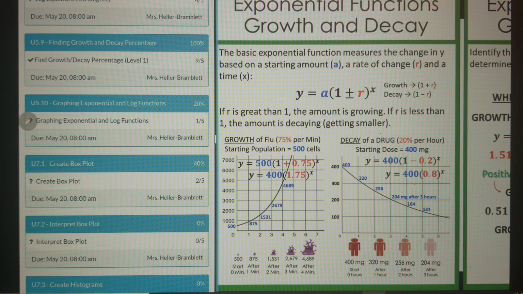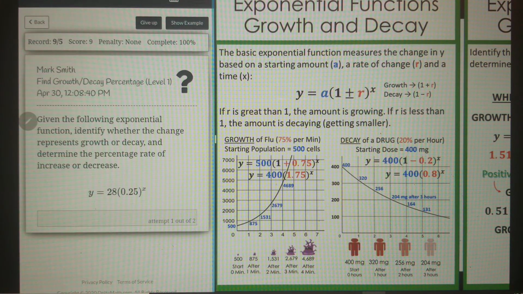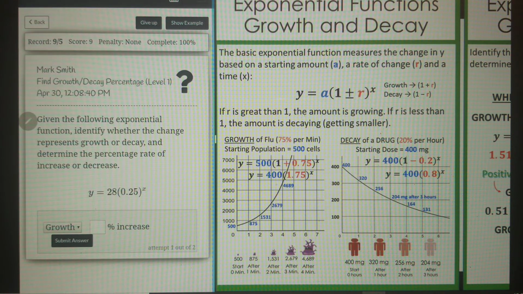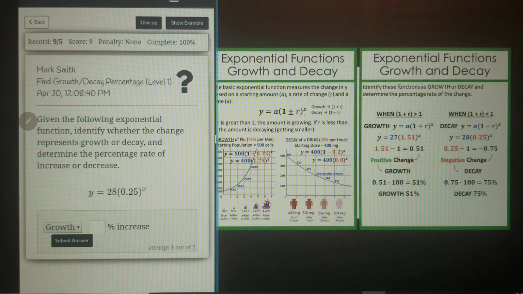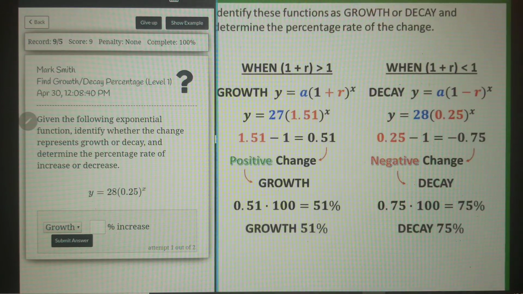All right. And we're going to look at growth and decay functions. This is a pretty simple exercise. They just want to know, is this a growth function or a decay function? And what's the change? What's the percent increase or decrease? All right. And that's pretty easy. Also, there's a little helper here.